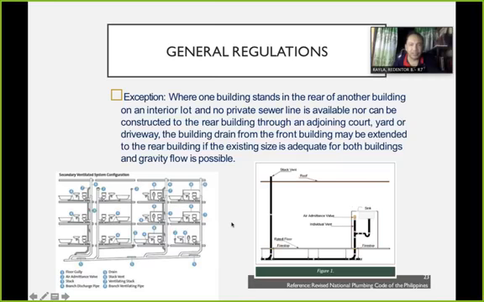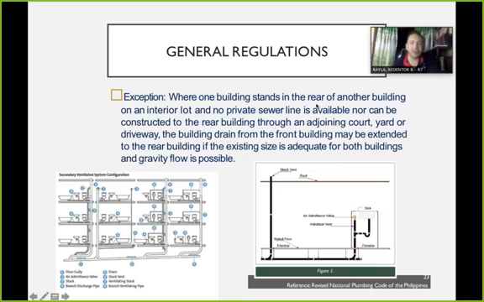Exception: where one building stands in the rear of another building on an interior lot and no private sewer line is available, you can connect the drainage of another building. You make one line inside the building. But normally, if you have two annex buildings, you can provide a separate building drain or sewer line. But there is an exception. What is the exception?